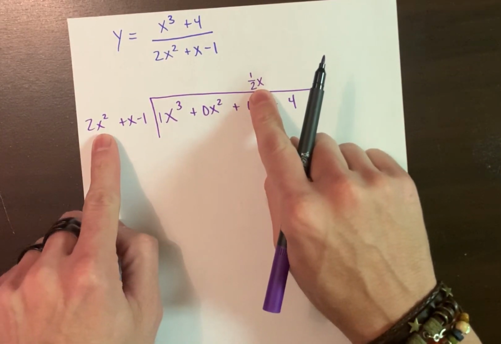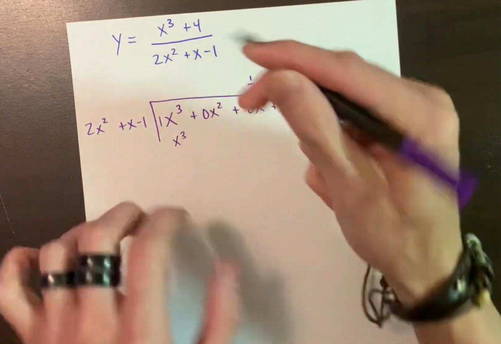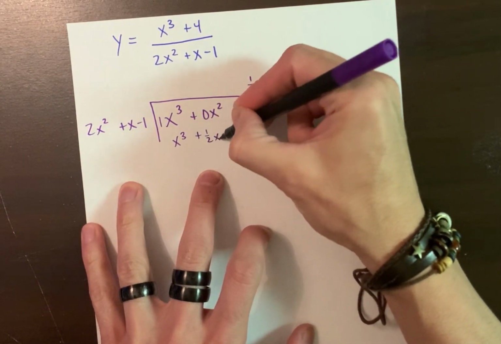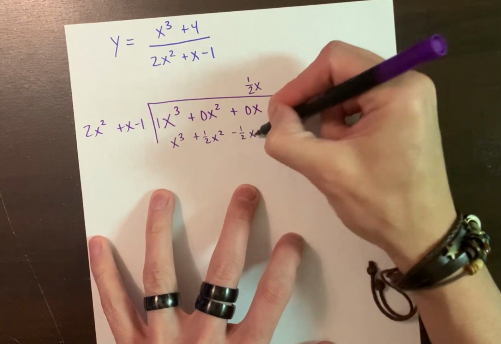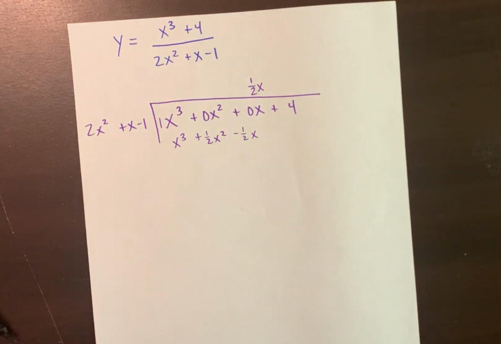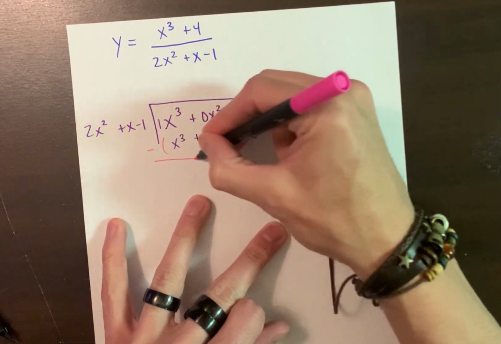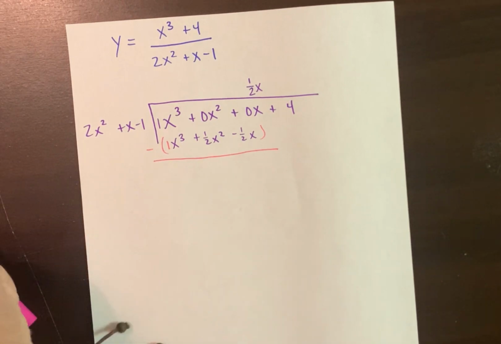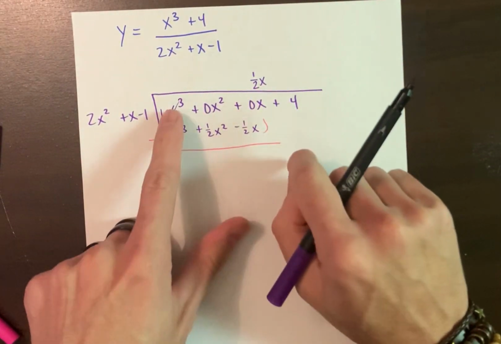So if you multiply these 2 items, it should be x cubed. This times this should be 1/2 x squared. And then this times this should be negative 1/2 x. And then what I tell my students is, put parentheses around this, and you're going to subtract. Fill in a 1 there if you want. And when you subtract, of course, these eliminate. That's the whole point of choosing this, so that these would be gone.